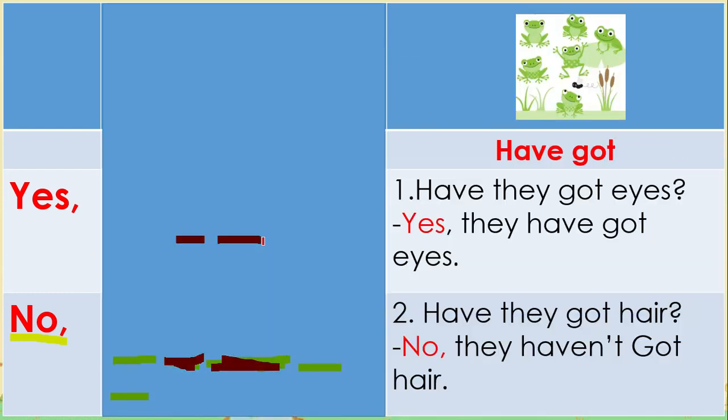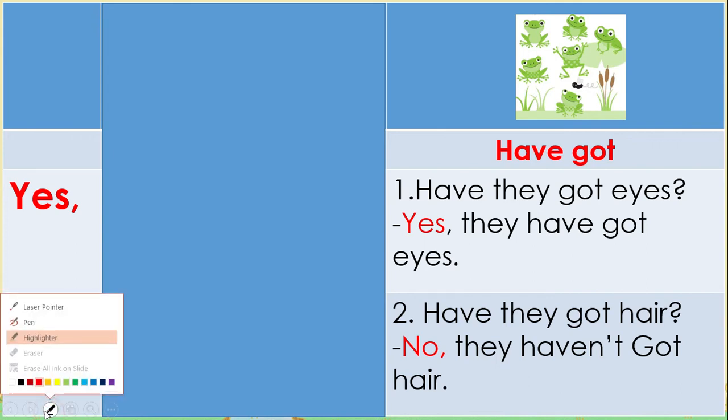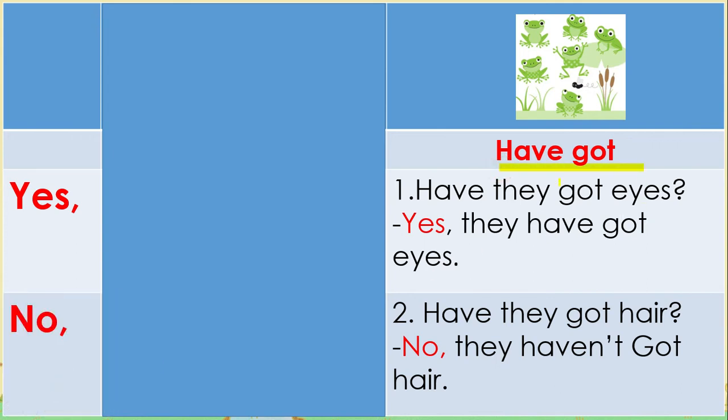The next one, have got. So the question is, have they got eyes? Because the word is have, you're going to use the word they, because they are a group of frogs. They are a group of frogs, so you're going to say they. Have they got eyes? So the answer is yes, they have got eyes. They have.